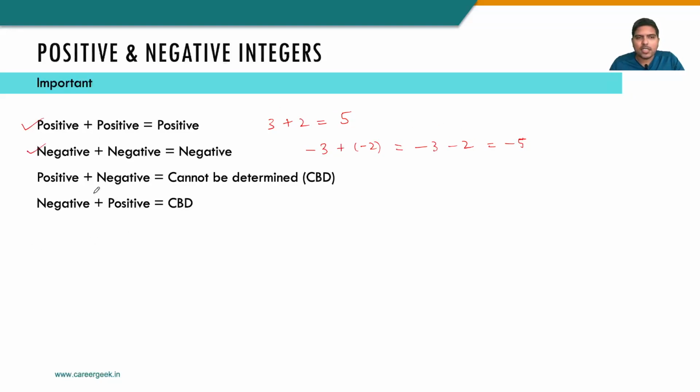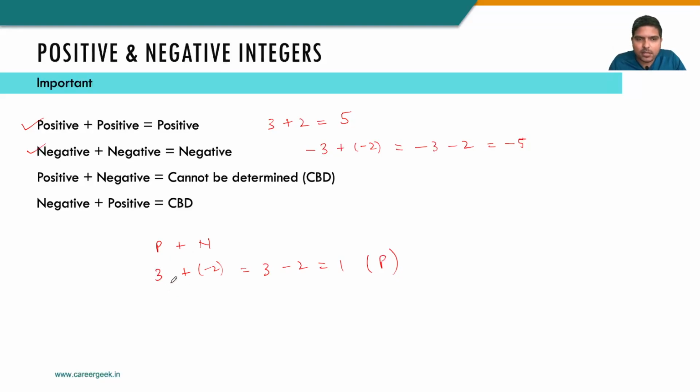Okay, important is when you add positive plus negative, what will you get? A positive or a negative? Let us see. So I'm saying positive and negative. Let's say positive is 3 and negative is -2. So you will see that the answer is 1, which is positive. So here the value of positive is greater than the value of negative.